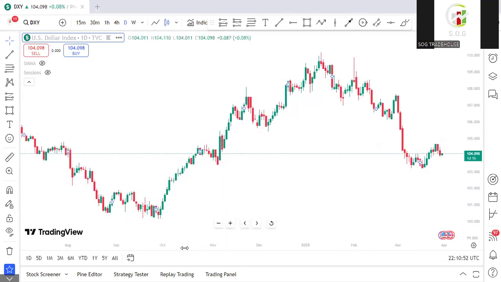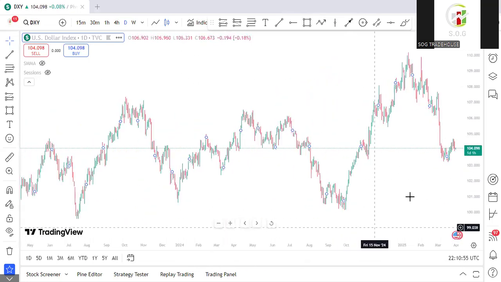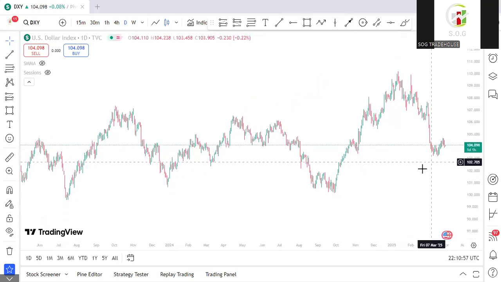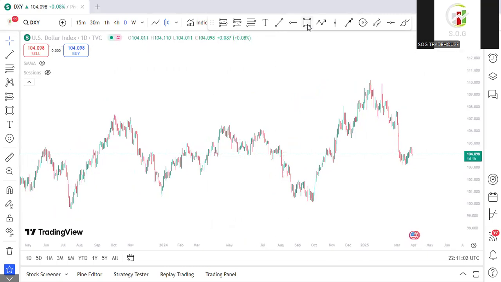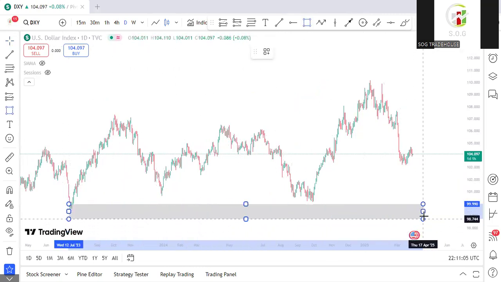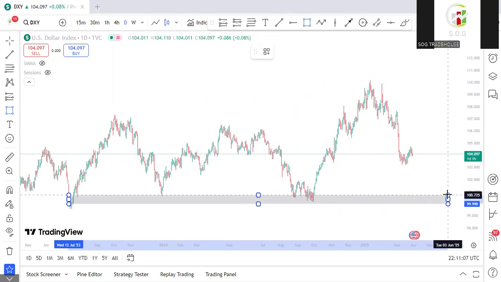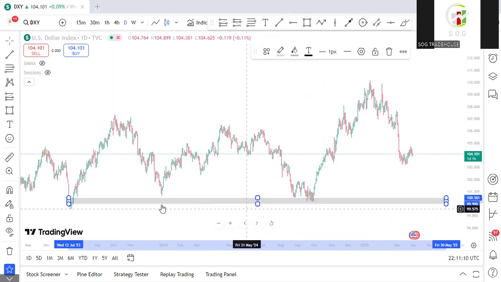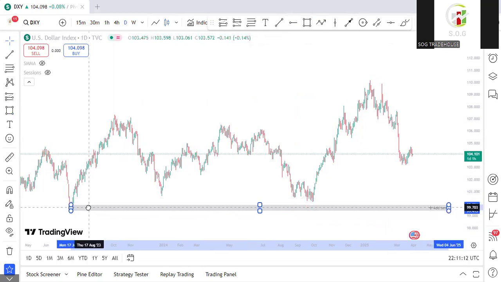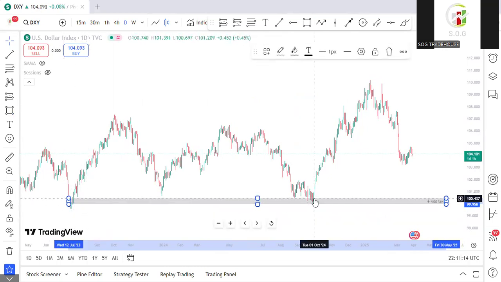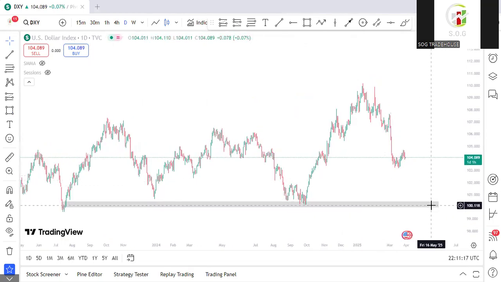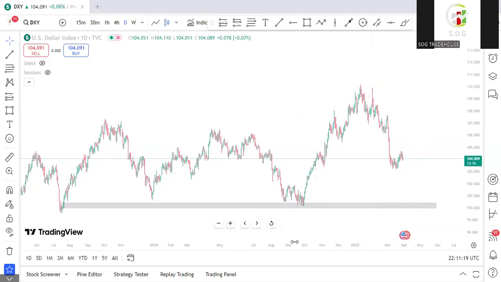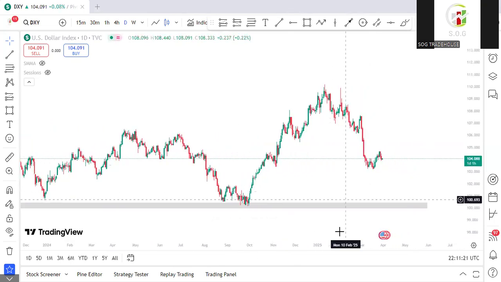So this is DXY on the daily time frame. On the daily time frame, we can draw out this level of support here. So we've got the first, second. So this is the first touch of this level of support, and this is the second touch of this level of support. So we're anticipating the third touch of this level of support.